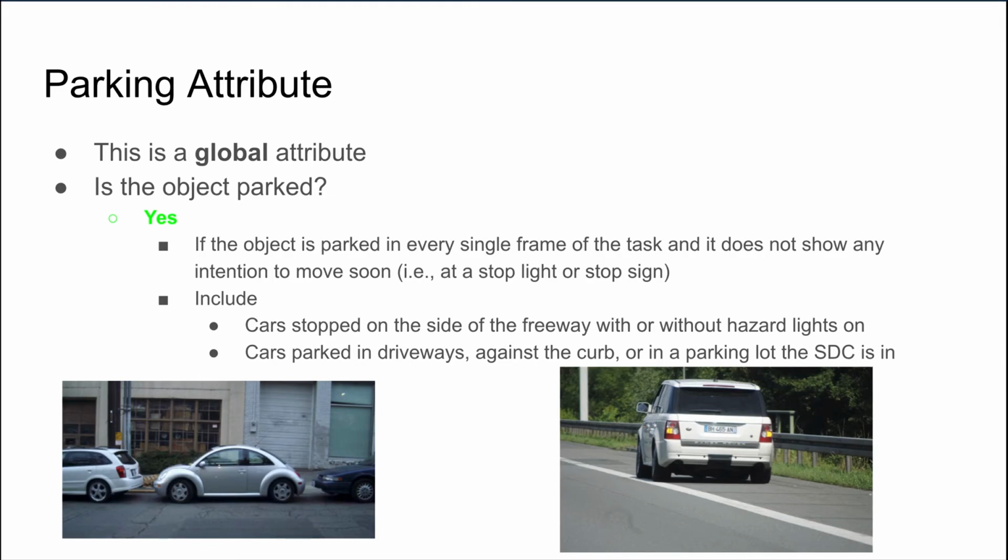So cars at stoplights, you don't want to put as parked, or cars at a stop sign, you don't want to put as parked either. You want to include cars that are stopped on the side of a freeway with or without hazard lights on, and cars parked in driveways, against the curb, or in a parking lot that the SDC is in.